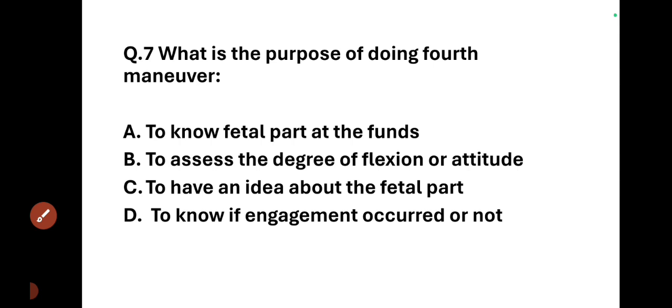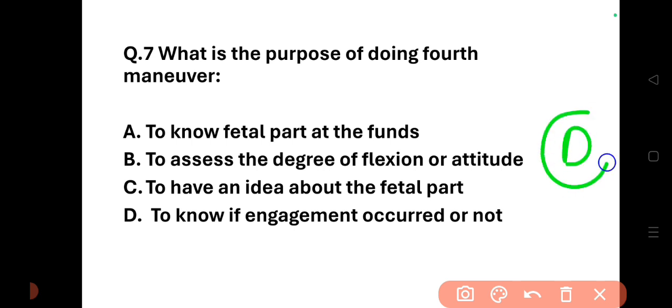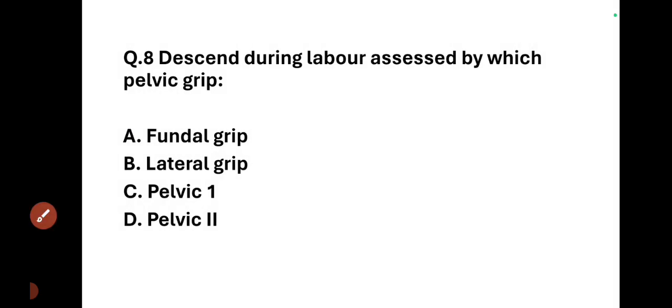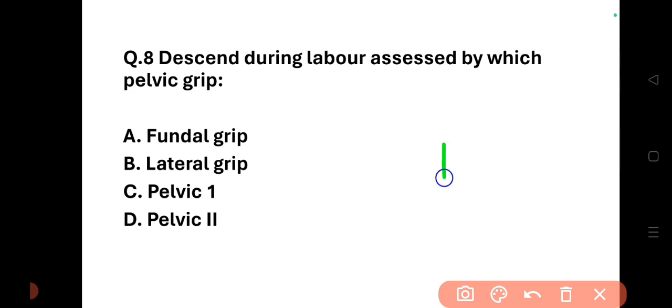Question number 7. What is the purpose of doing fourth maneuver? The right answer is option D, to know if engagement occurred or not. Question number 8. Descent during labor is assessed by which pelvic grip? Right answer is option D, pelvic second grip.